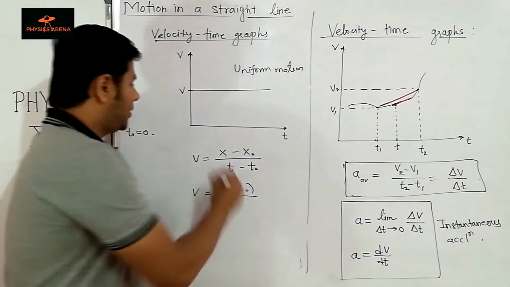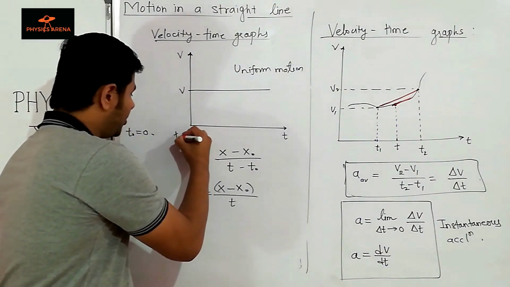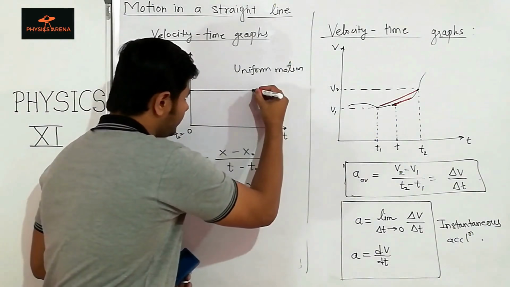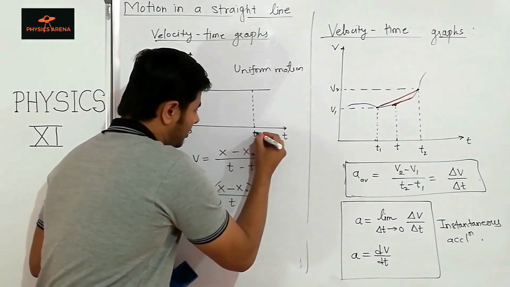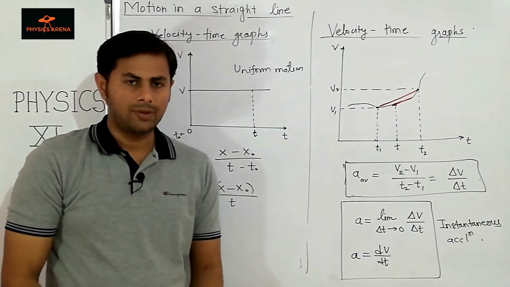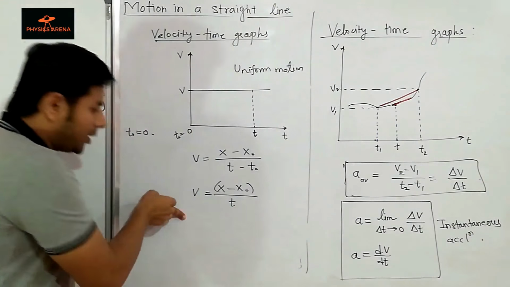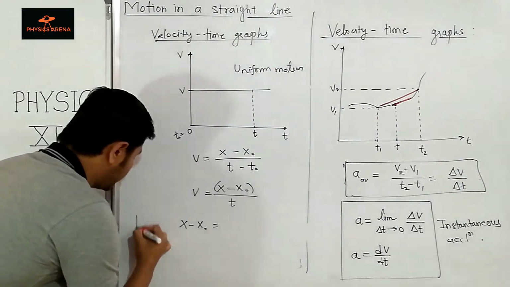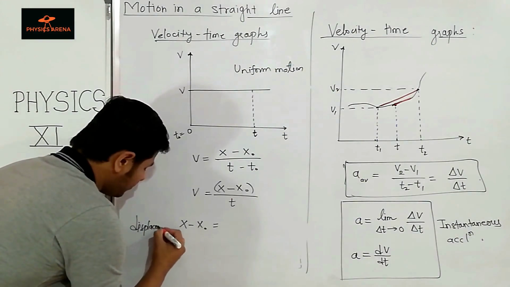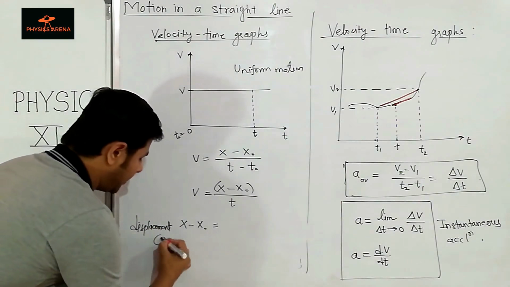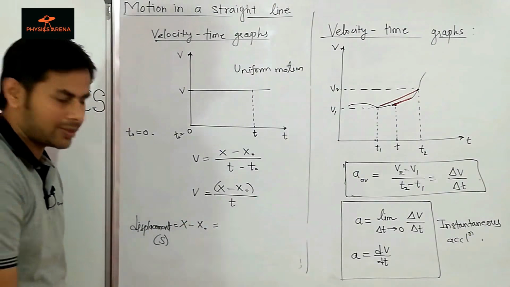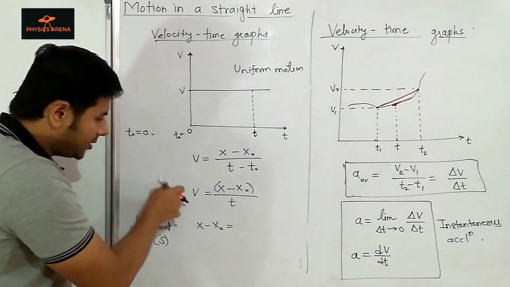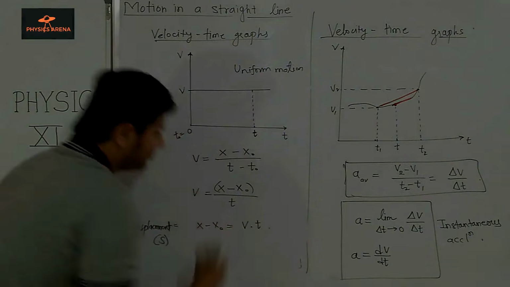Now t0 equals 0, and let's take some point, let me call this t only. Now if I take this t on the other side, what I get is x minus x0, that is the displacement, s is equal to x minus x0, and if I take this on the other side, I get v into t.